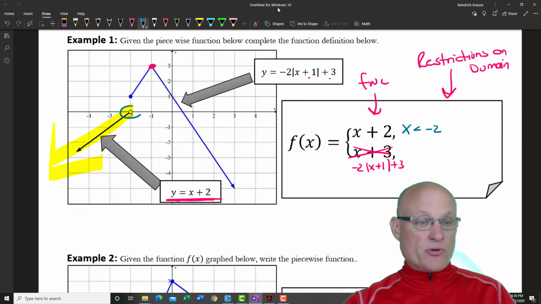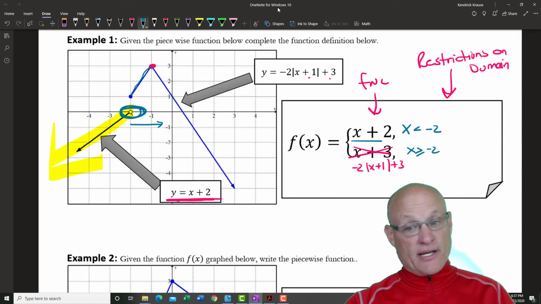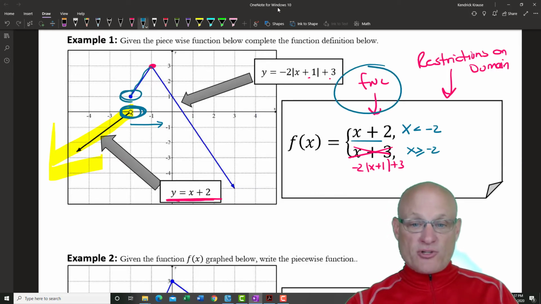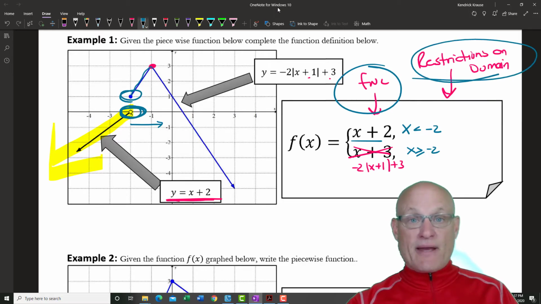Now, do you see how it's an open circle here? So it's strictly less than. So for all values that are x is less than negative 2, you're going to draw this function. Now, for all values greater than negative 2, now we want to draw this absolute value function. So this is just going to be x is greater than or equal to negative 2, because you notice it's got a solid circle here. So again, the function goes first, and then the restrictions on the domain go second.